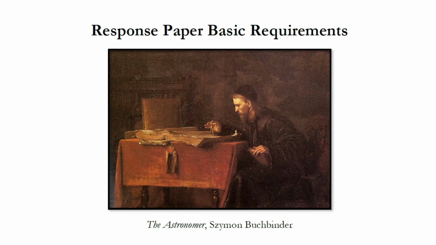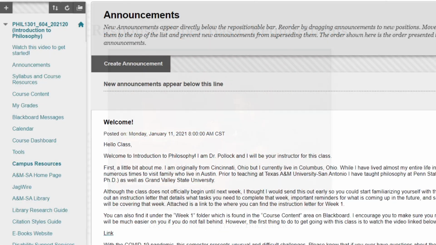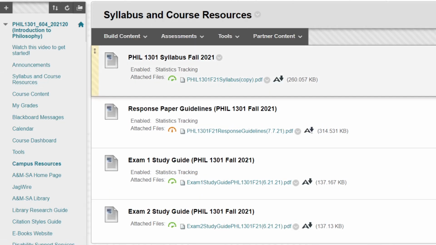Now, to find out the precise due date for each response paper that applies to your specific section of the class, please consult the syllabus that is posted to Blackboard or the response paper guidelines document that is also posted to Blackboard. You can find the response paper guidelines document in the syllabus and course resources area of our Blackboard page. This document contains a briefer description of the points I will discuss in this series of videos, as well as a description of the essay prompts for each response paper assignment.